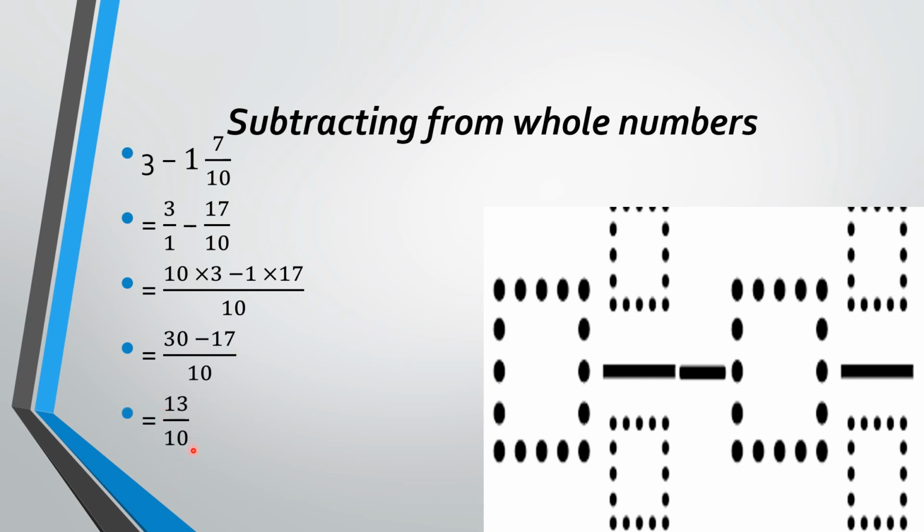Now this 13 by 10 is an improper fraction, so we will convert it into a mixed number. 13 by 10. So how will we convert? We will divide 13 by 10. We can do it orally. 10 1s are 10, one time. So we will write 1 as the whole number and the remainder will be 3. 1 and 3 by 10. So try to do this particular part orally.